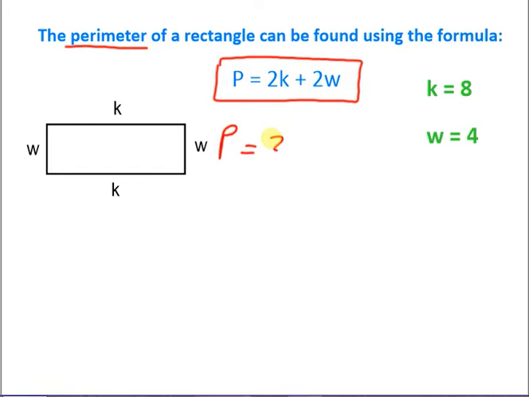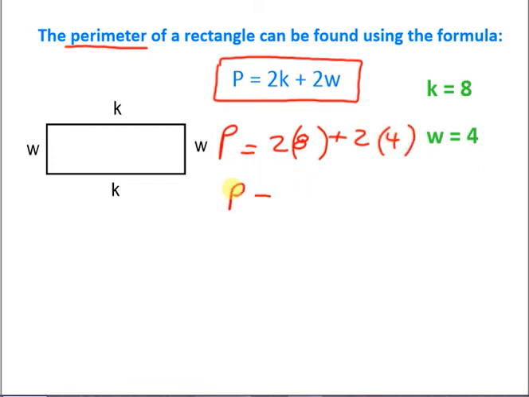So I'm going to show you how we're going to do it. P equals 2. So K is 8. And by the way, this is why we use parentheses, because you see how that K is right next door to the 2. If we just wrote 8 with no parentheses, it would look like 28. But that's not the case. It's 2 times 8. That's why we use parentheses. Plus 2 and then 4 in parentheses.